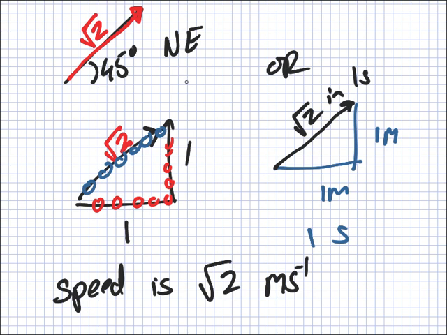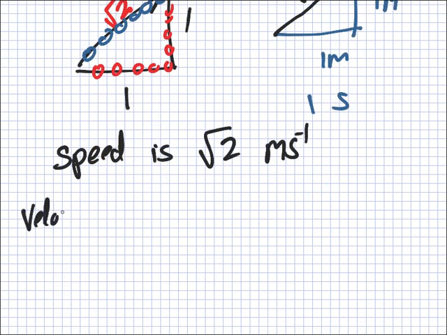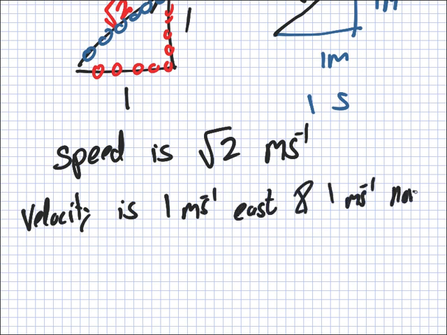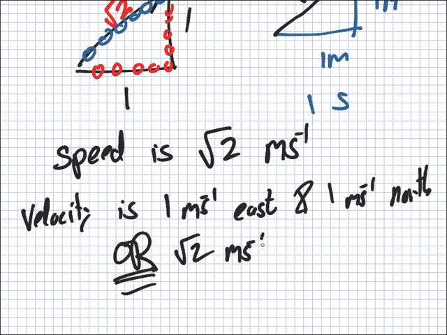Velocity is, oh, no, I got you. Sorry. Velocity is 1 meter per second east and 1 meter per second north. Or you could say it like this: root 2 meters per second northeast. So it's a little different, but they have the same answer.